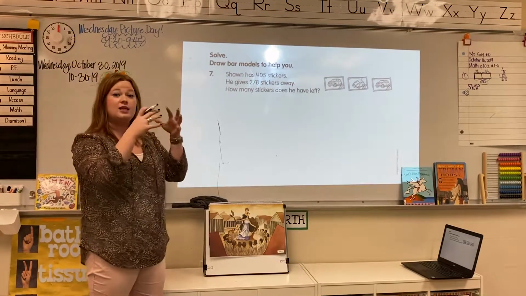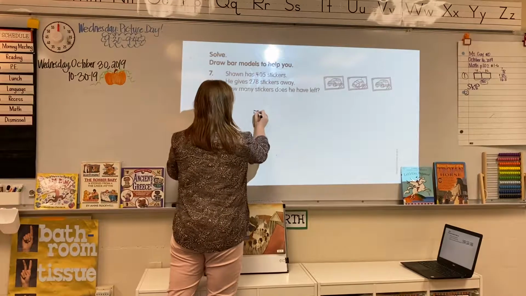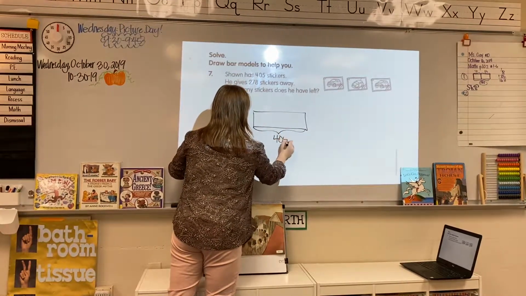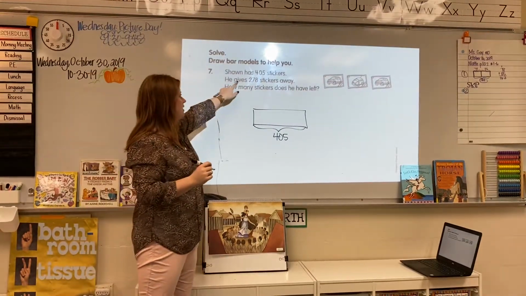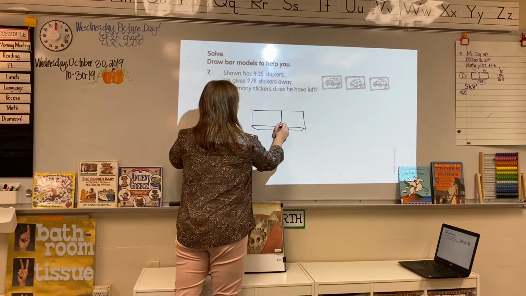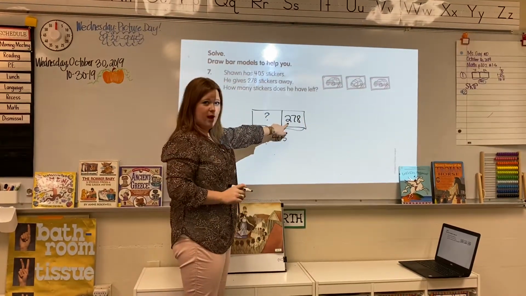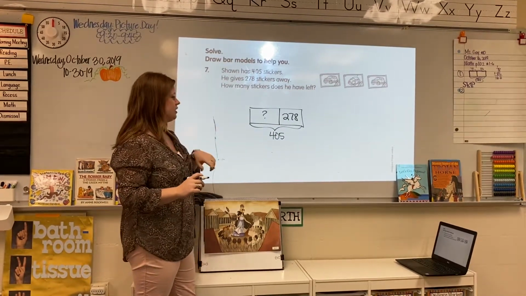Here we know that Sean has 405 stickers. We know the whole. So my whole is 405. I'm missing one of my parts. The part that I know is that he gives 278 stickers away. So I know the part that he gave away is 278, but I'm missing one of my parts. So how many stickers does he have left?